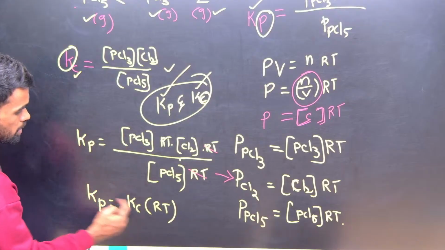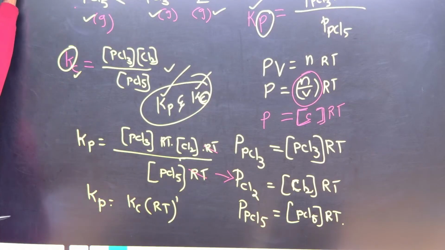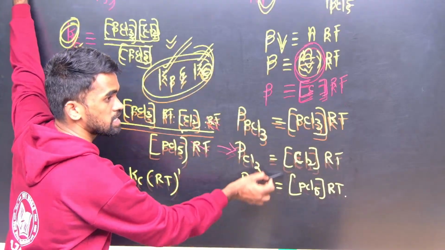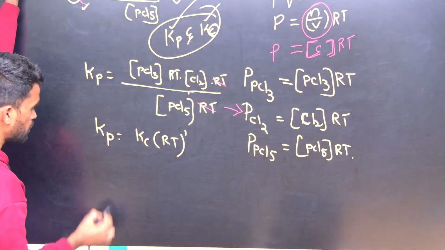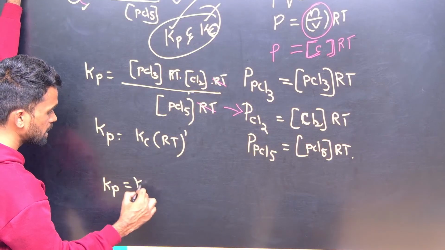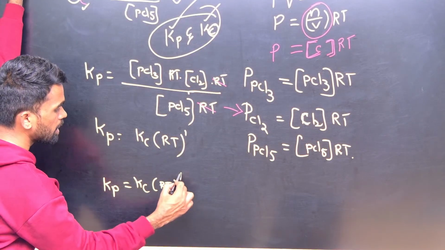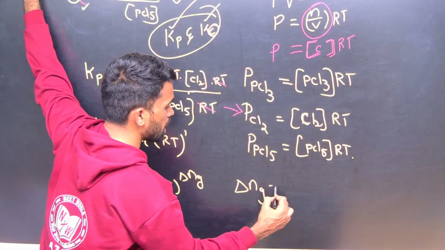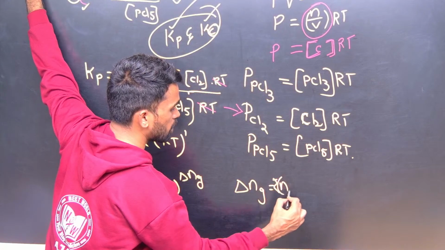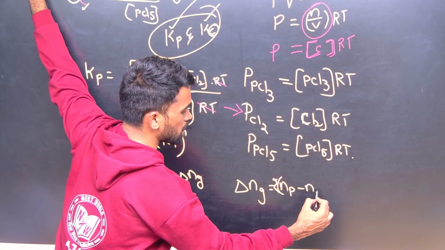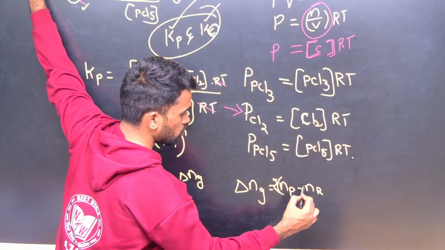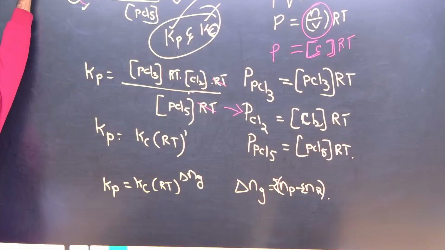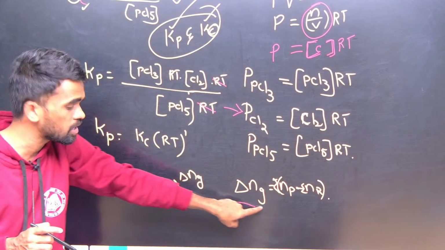How many RTs are remaining? 1 RT. So write like this. Now in a simple way we can make a formula for this Kp Kc relation. So Kp equals Kc RT power delta Ng. So what is this delta Ng? Delta Ng represents the summation of number of gaseous products minus the summation of number of gaseous reactants. Only gaseous things we should consider in order to calculate delta Ng.